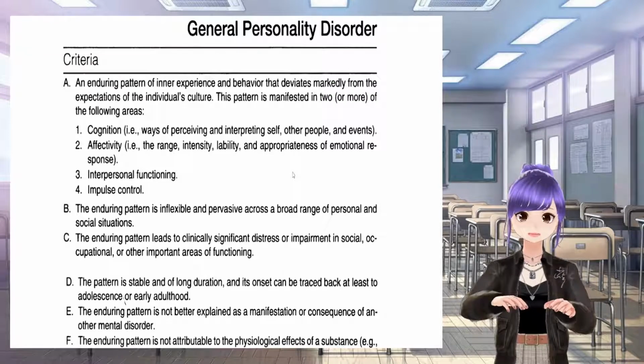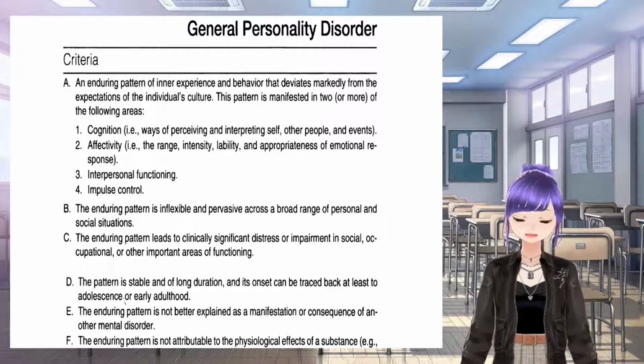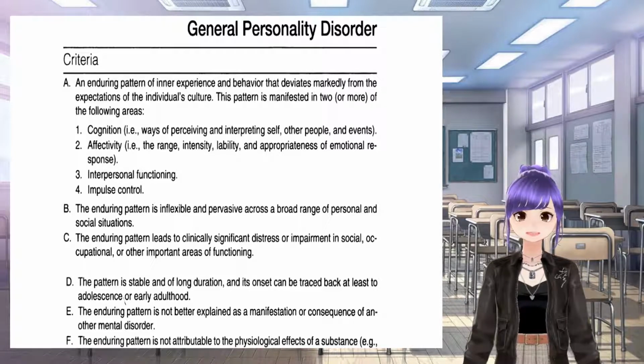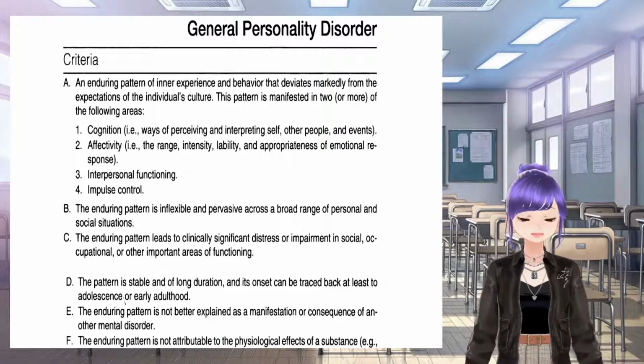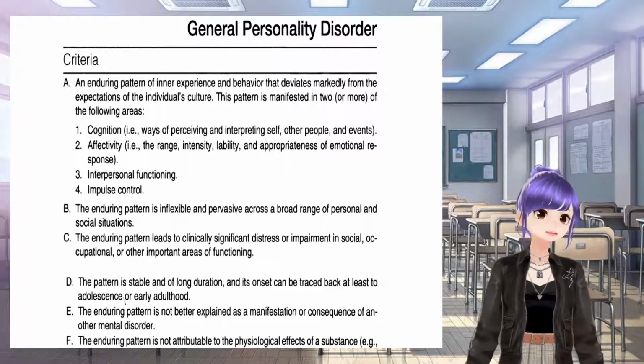Let's see first the general personality disorder criteria. An enduring pattern of inner experience and behavior that deviates markedly from the expectations of the individual's culture. This pattern is manifested in two or more of the following areas. Number one, cognition, in particular, ways of perceiving and interpreting self, other people, and events. Affectivity, in particular, the range, lability, and appropriateness of emotional response. Interpersonal functioning, and impulse control.